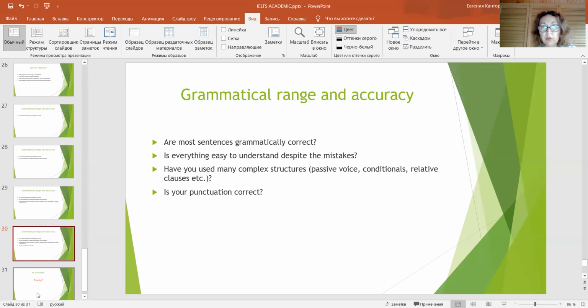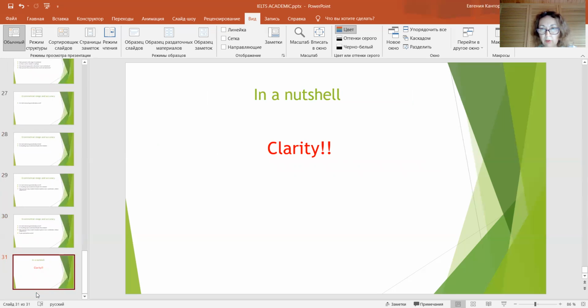So if we try to put it in a nutshell, you would say that it is clarity.